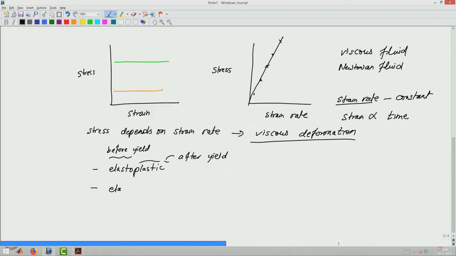Similarly, elasto-viscoplastic, again implying that this is after yield and this is before yield. So again, the materials which have yield stress as the basic characteristic will always have a solid-like response and a fluid-like response. The fluid-like response could be a combination of viscous and plastic types of responses.